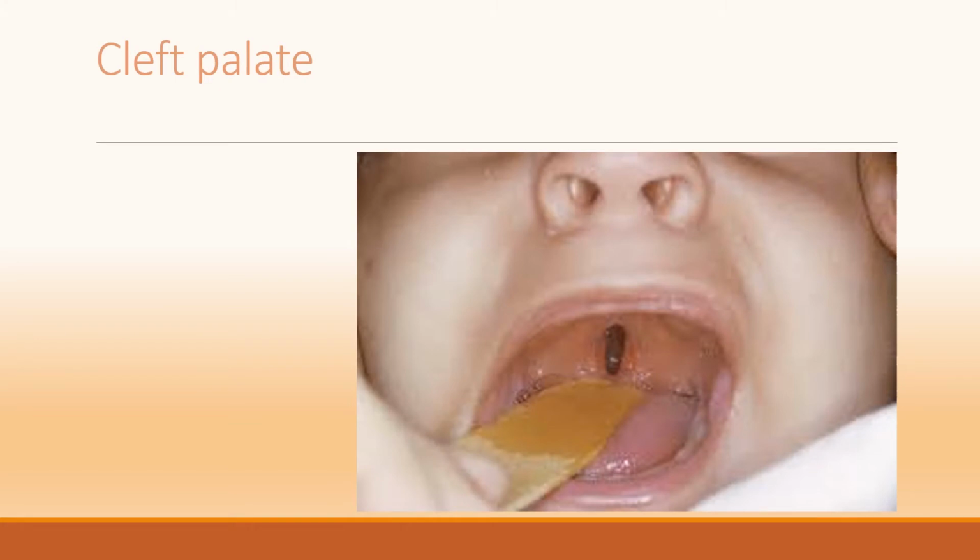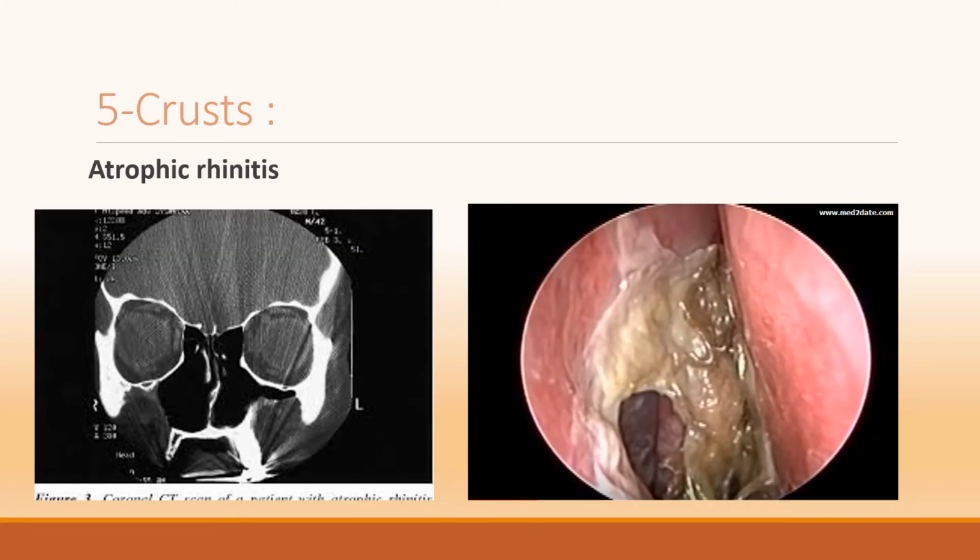And this is a child with cleft palate. Crusts, like in atrophic rhinitis. Can you see the crusts on the right side? And the CT scan showing almost absent turbinates due to atrophy of the nose.